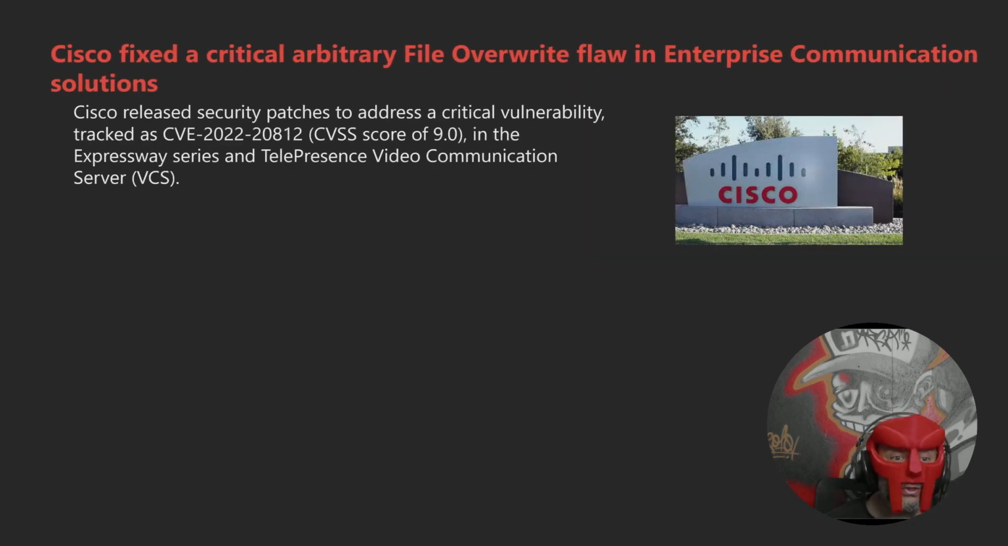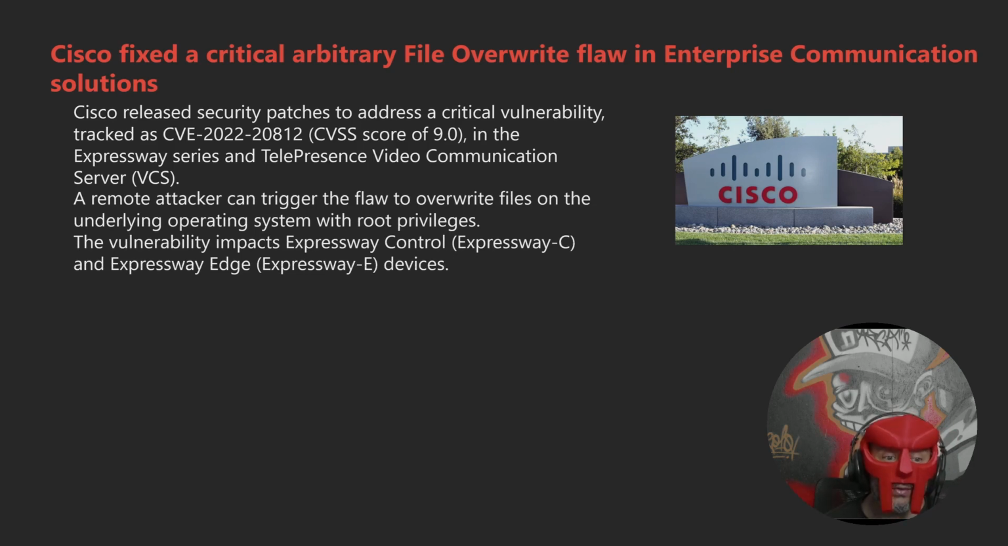Cisco released security patches to address a critical vulnerability tracked as CVE-2022-20812 with a CVSS score of 9.0 in the Expressway series and TelePresence video communication server. A remote attacker can trigger the flaw to overwrite files on the underlying operating system with root privileges. The vulnerability impacts Expressway Control, Expressway-C, and Expressway Edge, or Expressway-E, devices.